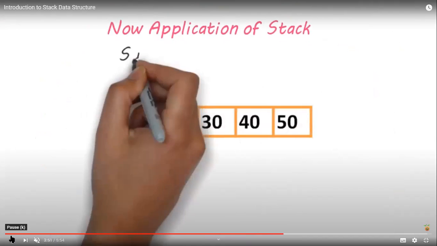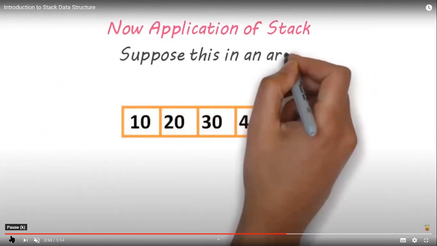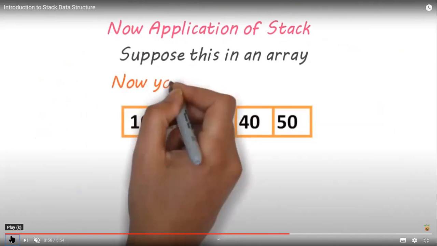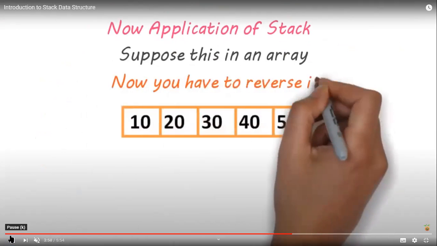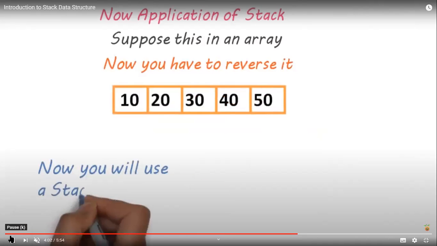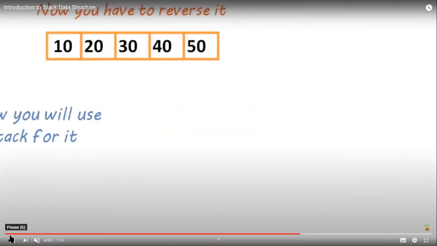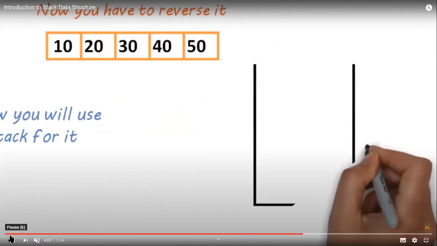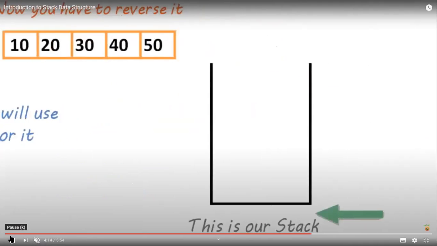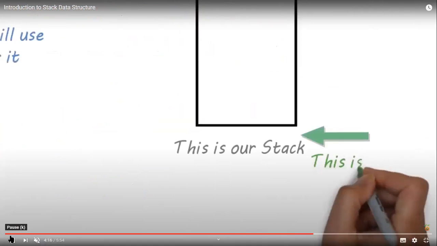So we will have an array. Suppose we have the numbers 10, 20, 30, 40, 50. Now we have to place them on the stack. So we have a stack in this way, and we have to place the array of items in this particular stack.